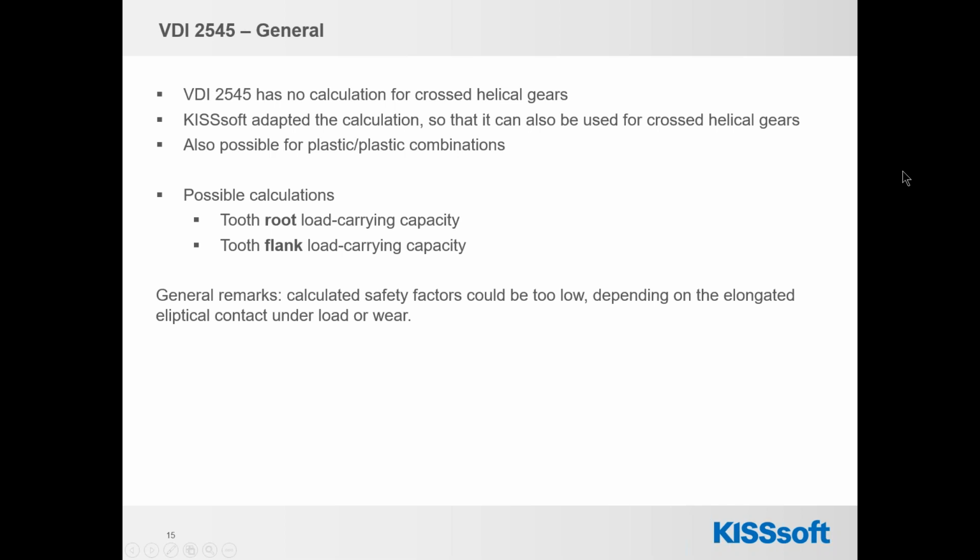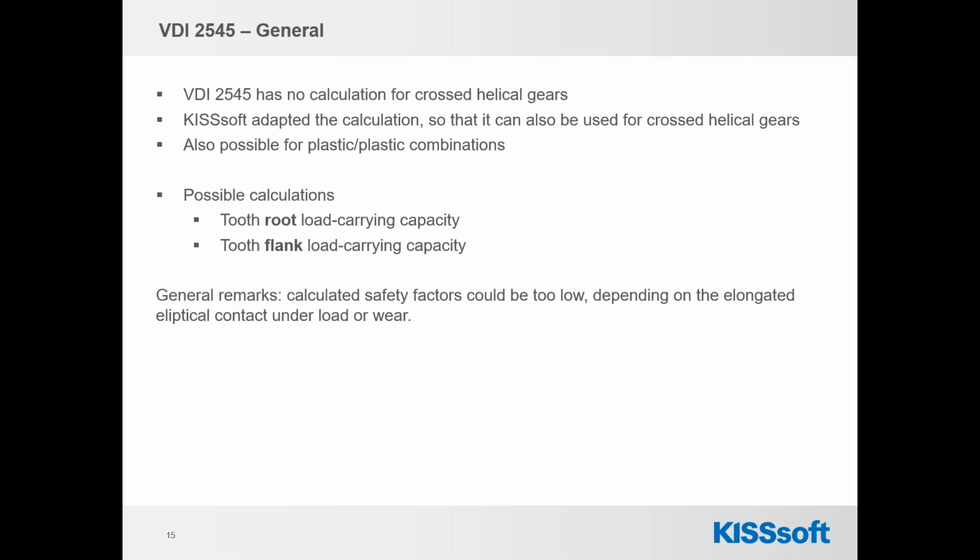The original VDI 2545 has no calculation method for crossed helical gears, but KISSsoft adapted the calculation so it can be used also for crossed helical gears. So we took classical calculation for cylindrical gears, and we adapted it for cross-helical gears. And we allow also the calculation of plastic-plastic combinations. In this case, we calculate root fatigue data and flank fatigue data.